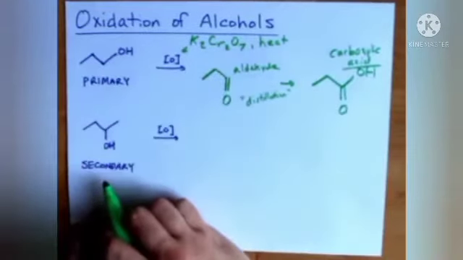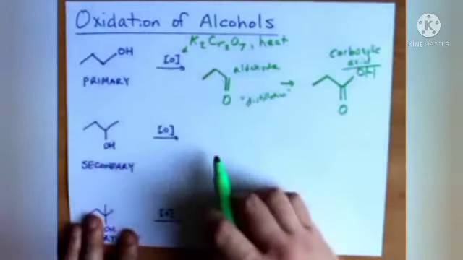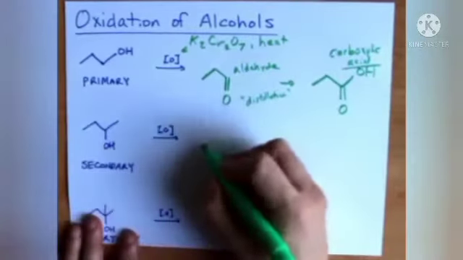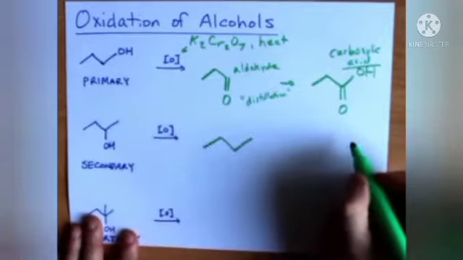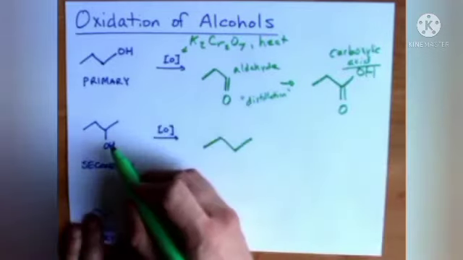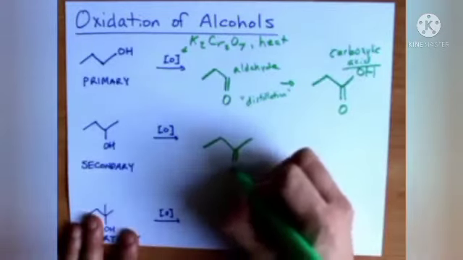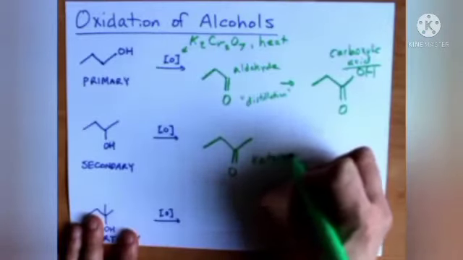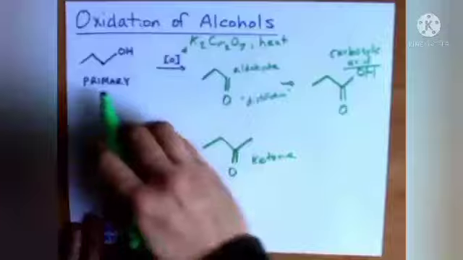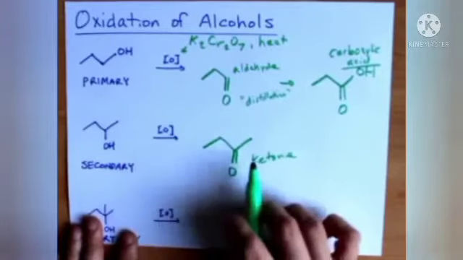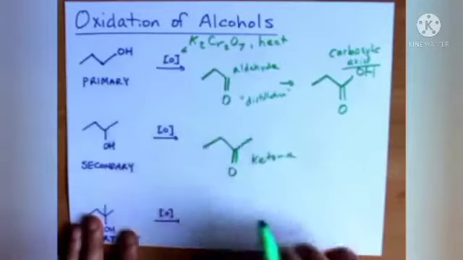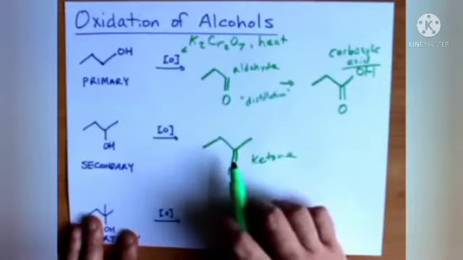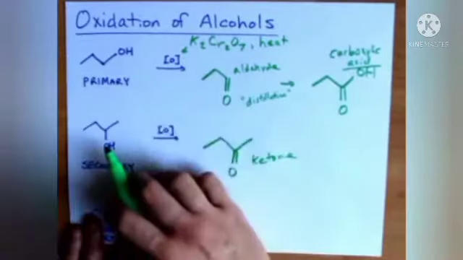A secondary alcohol undergoes a similar reaction to this, except a double bonded O in the middle of a chain is called a ketone. Redraw the carbon chain, but the single bonded O becomes a double bonded O. This is a ketone. It is almost the exact same method of predicting the structure as we did for primary alcohol to aldehyde, except it's called a ketone because the double bonded O is not at the end of the chain, it's in the middle.